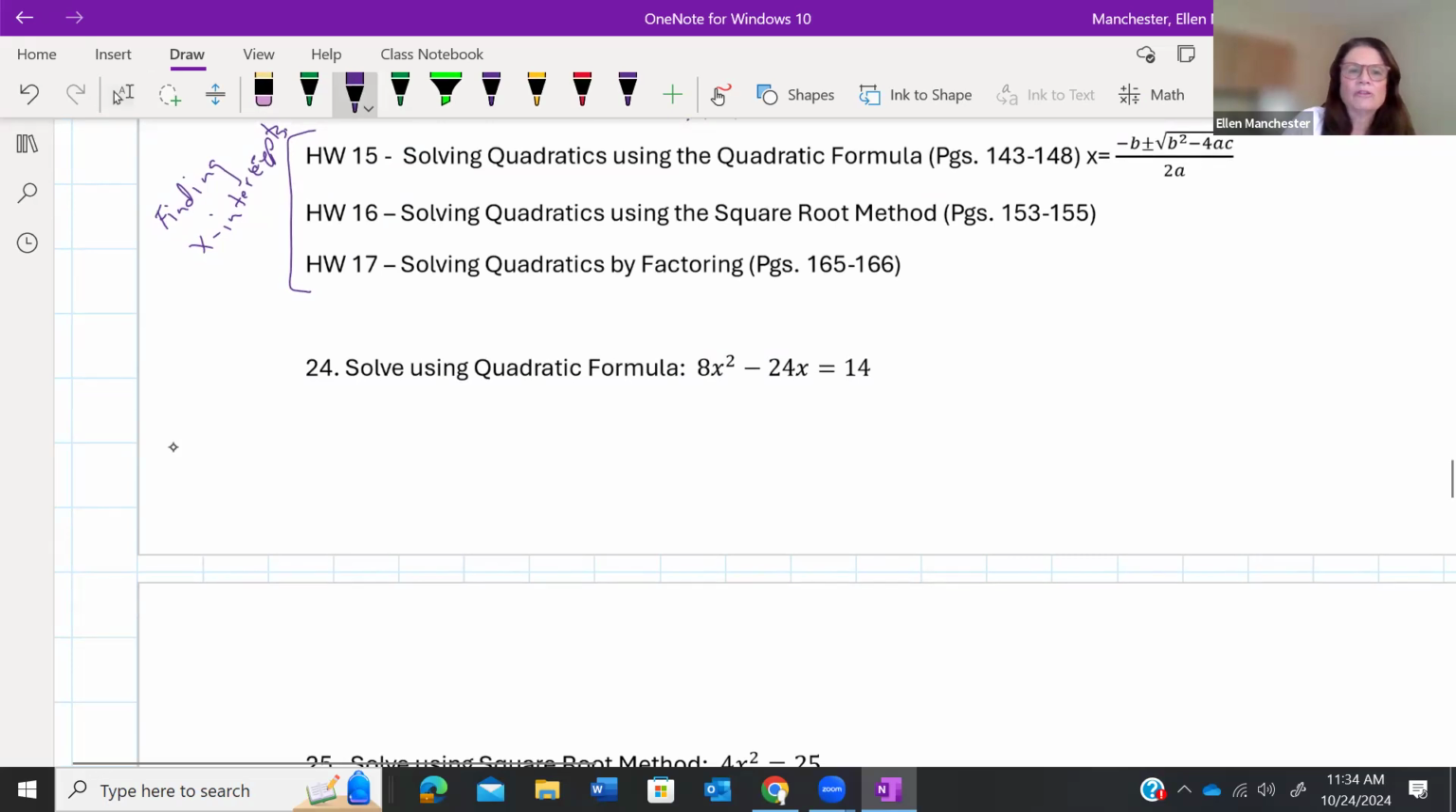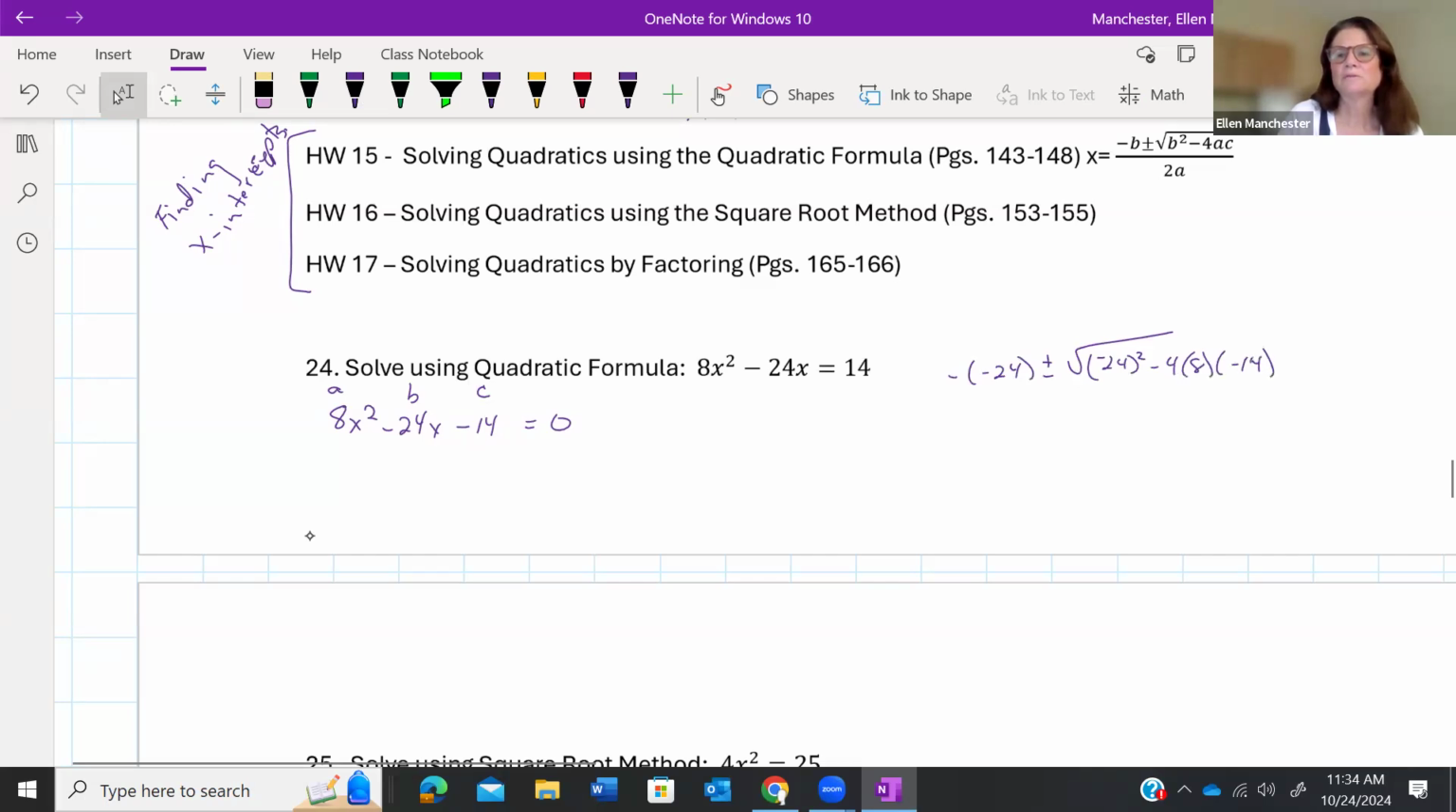Okay. So for this one, you want to set it to 0 first, so that way you know what your A, B, and C is. If you don't set it to 0 first, then your C, or whatever value is to the right of your equal sign, is going to be a different sign. So negative 24 plus or minus the square root of B squared minus 4 times A times C, all over 2 times A. And again, this is what your X values are.